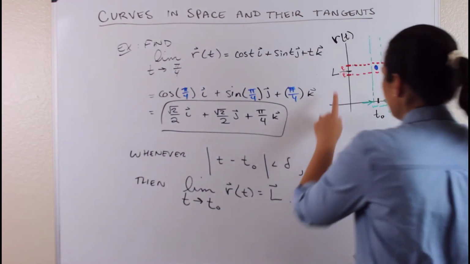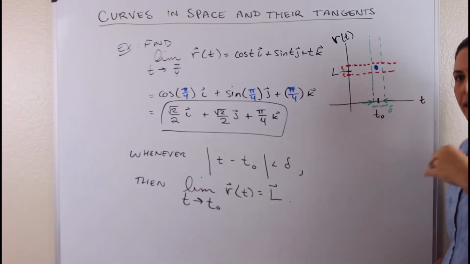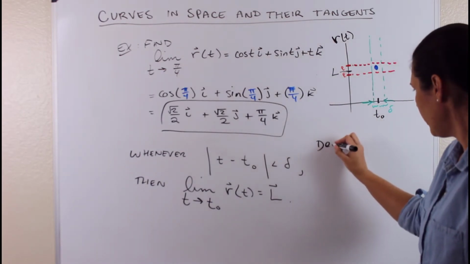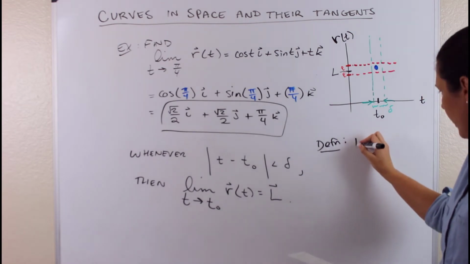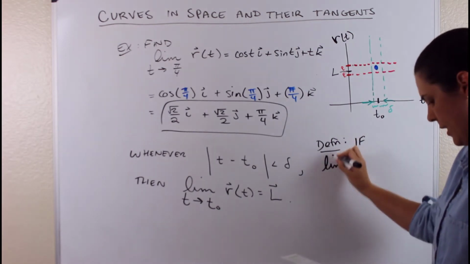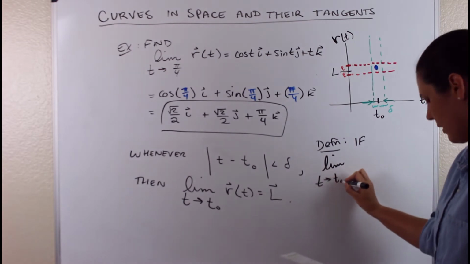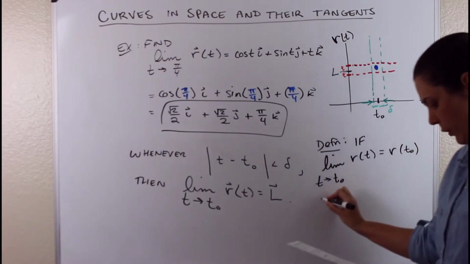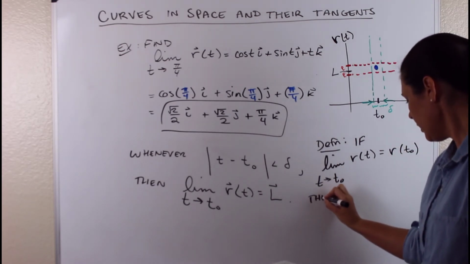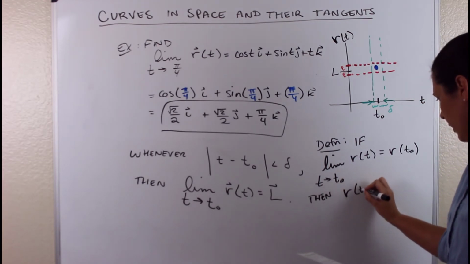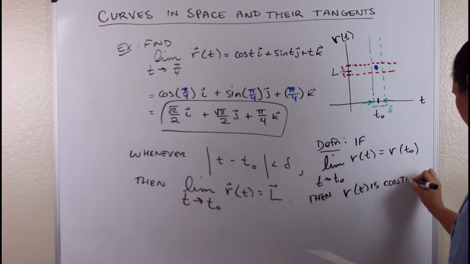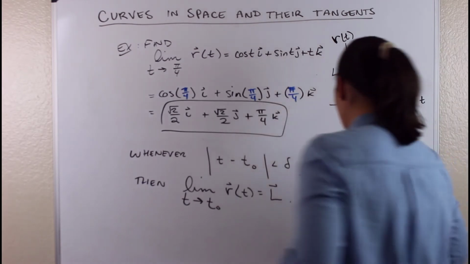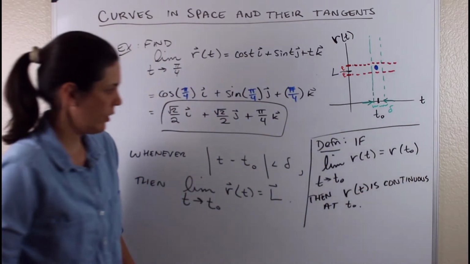I mentioned it back here, we're approaching some limit, but to guarantee that a function is continuous, we have some facts about that. So let me give you a definition right here. If the limit as t approaches t naught of r of t equals r of t naught, then r of t is continuous at t naught.